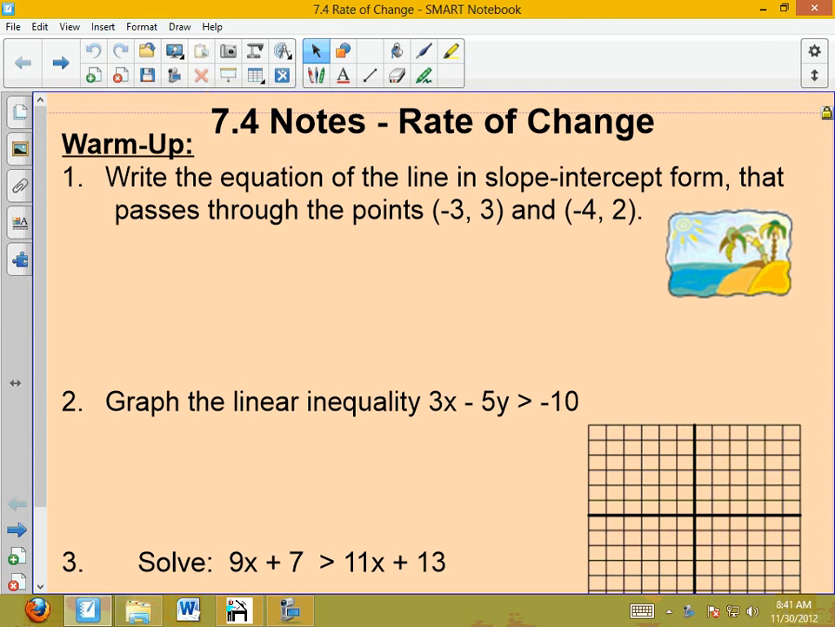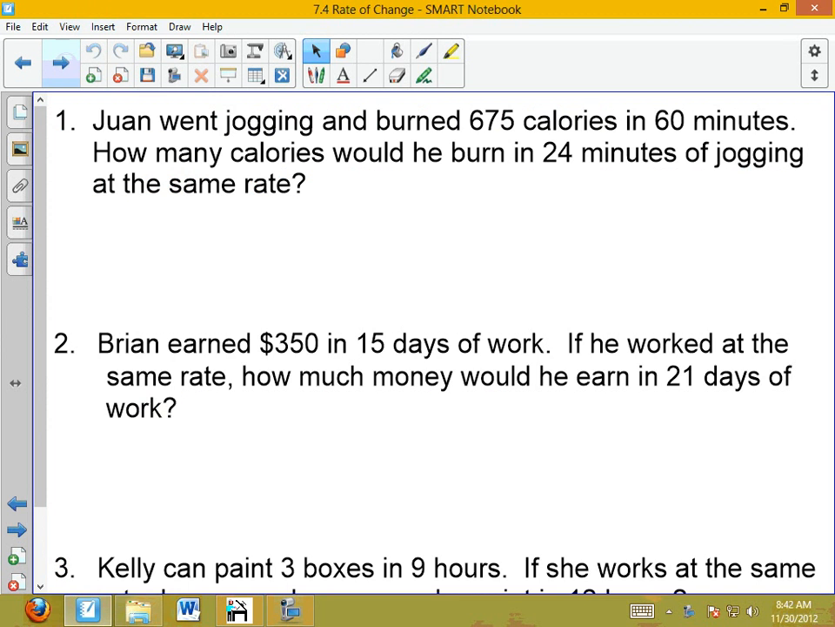Okay, these are the notes for 7.4, rate of change. We're going to be talking about word problems, but it's not that big of a deal. If you have any questions on the warm-ups, please come in and see me. The reason it's not that big of a deal is because you're going to find two numbers that are related. They go together. And then one number that has a question about it.